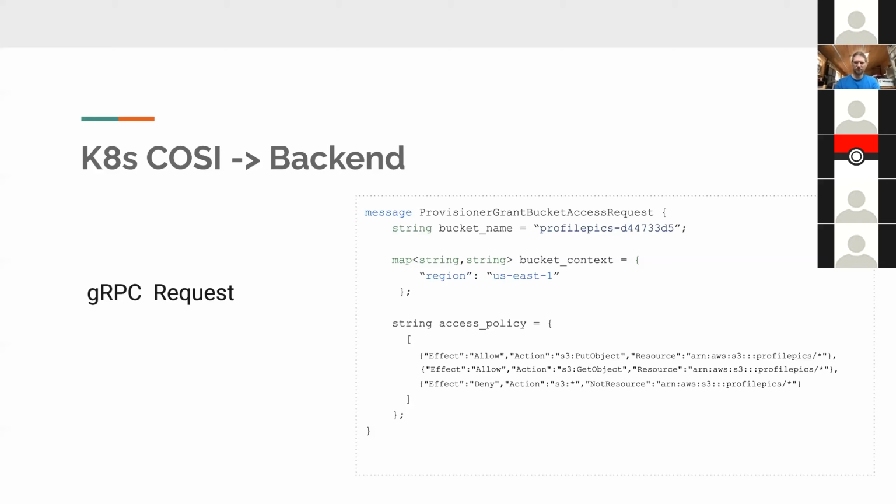I've given an example of an access policy here for a read once, write many bucket, where you have access to the first line, which is put object access. You can write objects, get object, you can read, but you can't do anything else. So the final one is deny.